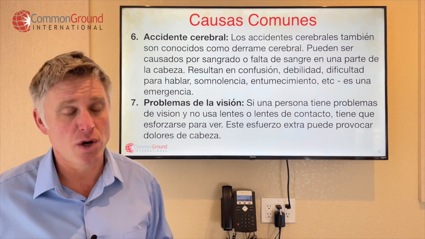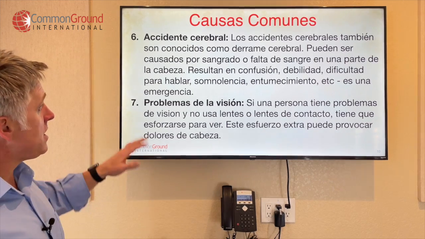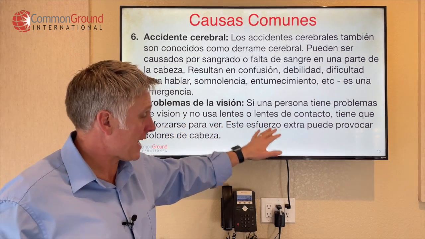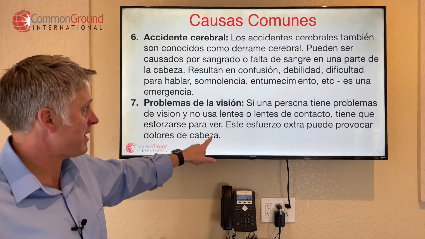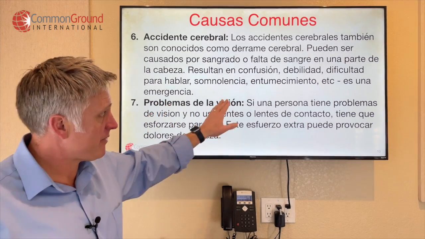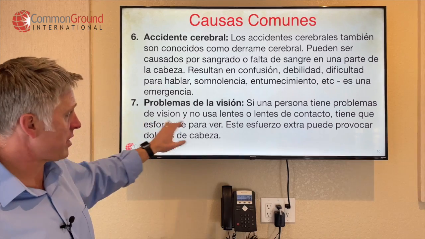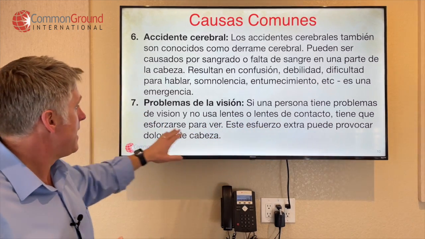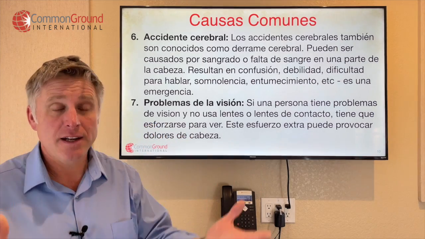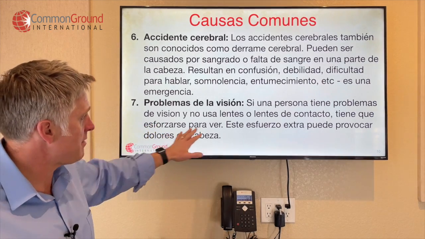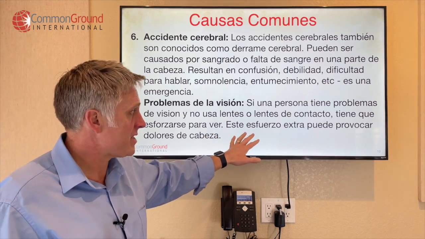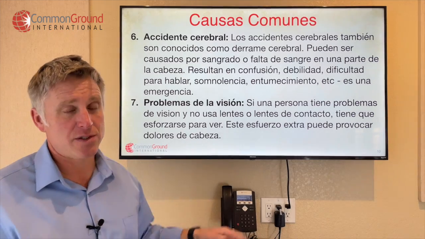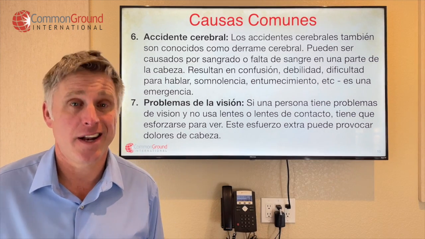Problemas de la visión. Si una persona tiene problemas de visión y no usa lentes o lentes de contacto, tiene que esforzarse para ver. So, vision problems. If a person has vision problems and doesn't use glasses or contact lenses, they have to strain to see. Esforzarse, strain para ver. Este esfuerzo, this straining, extra, puede provocar dolores de cabeza. So this extra straining can cause headaches.